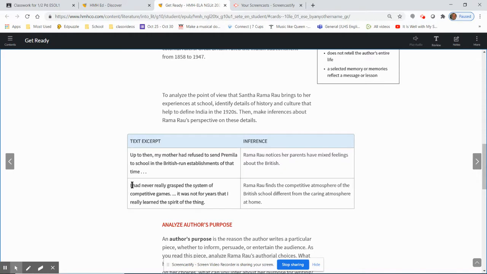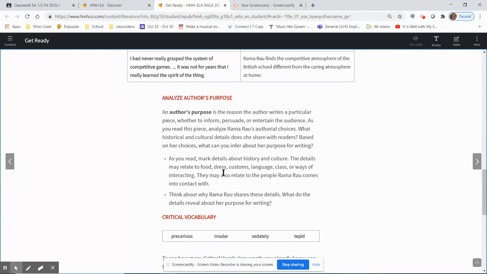The next part. "I had never really grasped the system of competitive games. It was not for years that I really learned the spirit of the thing." Okay? Rama Rao finds the competitive atmosphere of the British school different from the caring atmosphere at home. Okay, so as you read, you look for these details of history and culture that give you a point of view for the author who is telling her own story.